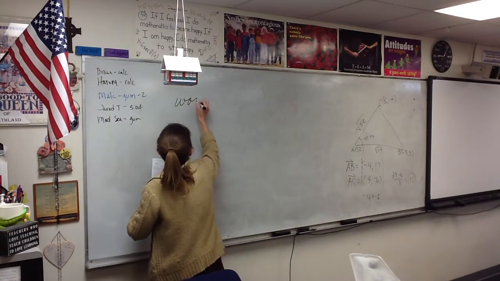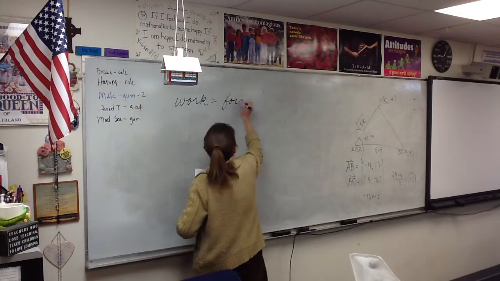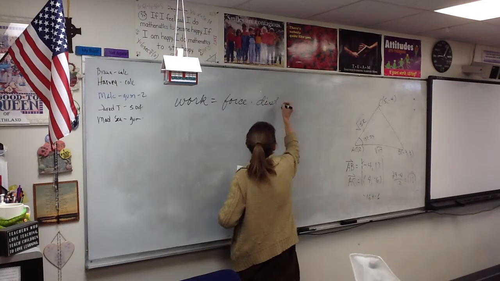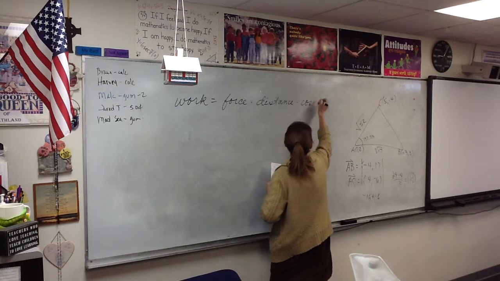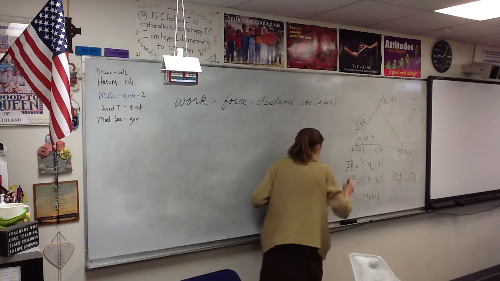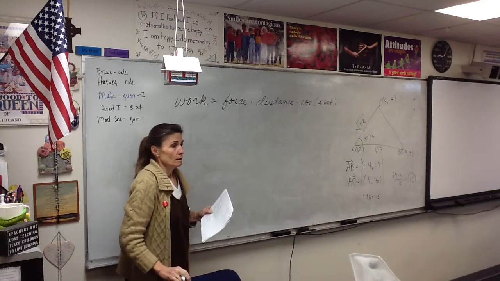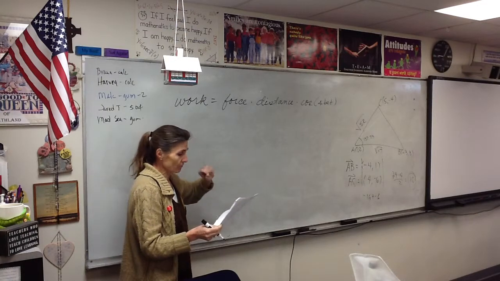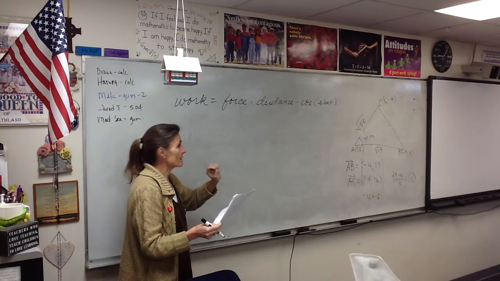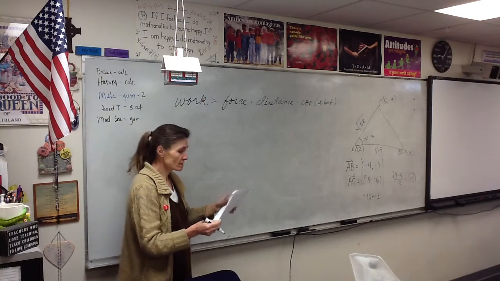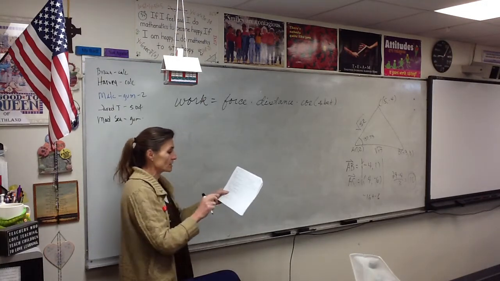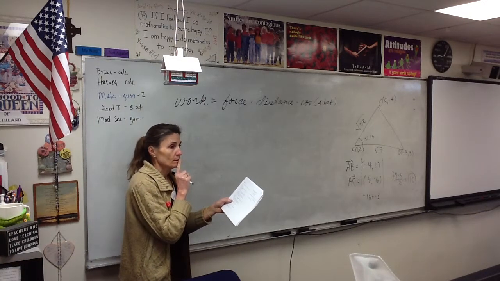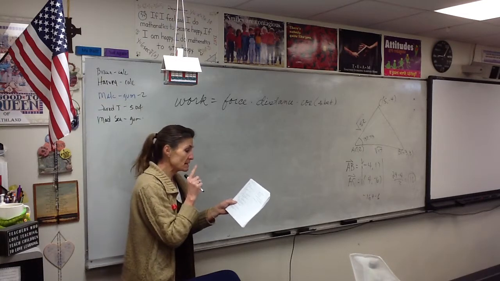Okay, so work is force times distance times cosine of the angle between. All right, so let's find that angle first. Which direction is the distance in? What's the direction of the distance? We're moving an object. How is the object moving? Is it going up?